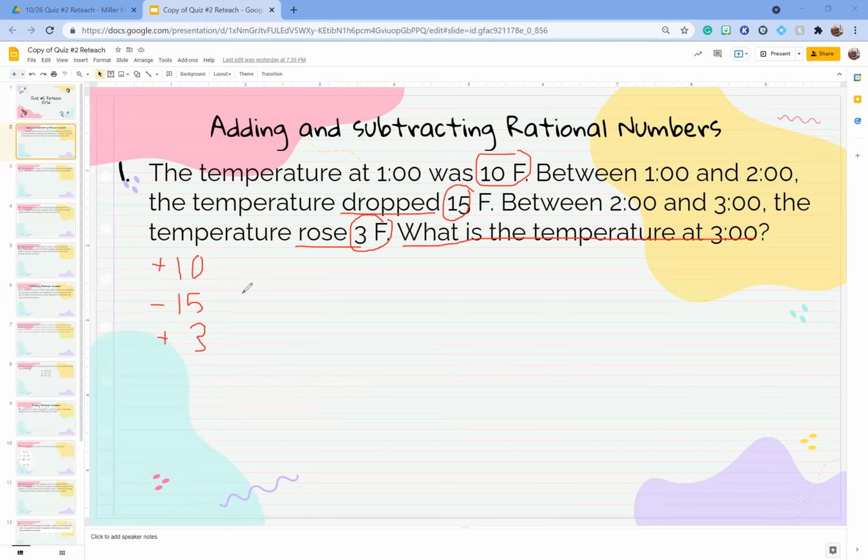Now, all we need to do is combine our positives and find the difference from the negative. Remember, when we're finding the difference, we're looking for the distance between them. It helps if you draw a number line, and don't forget our subtraction and addition rules. Same sign add, different sign subtract. You keep the sign for the bigger number.